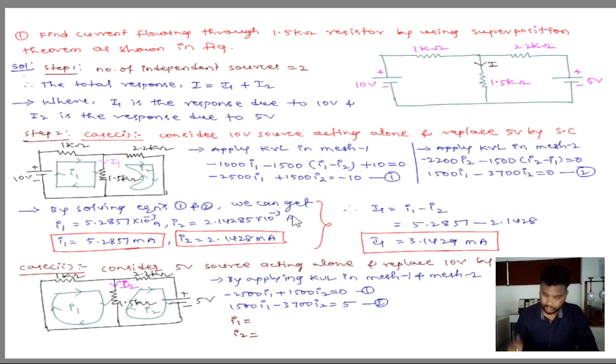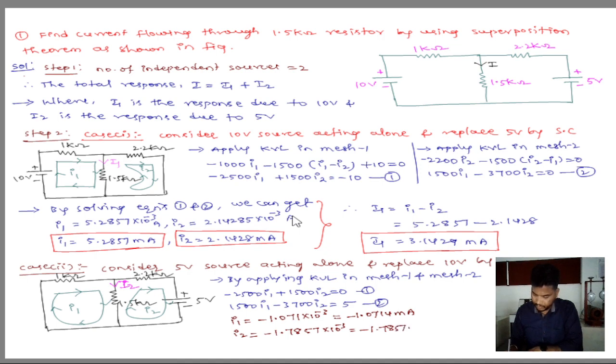I1 is equal to minus 1.071 into 10 power minus 3, that is equal to minus 1.0714 milliamperes. Next, I2 is equal to minus 1.7857 into 10 power minus 3, that is equal to minus 1.7857 milliamperes.